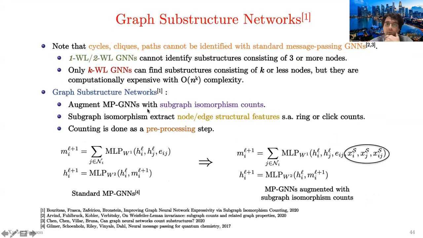So what the authors proposed is basically to augment the standard message passing by using subgraph isomorphism counts. Here you have the equation of the message passing graph neural network. And what you can do simply is to add this structural information for the node i, the node j, and the edge ij, that basically are the cliques or the number of rings in your molecule, for example. The thing is, this will be pre-computed, so there will be a pre-processing step, and this will be used in the message passing neural networks.